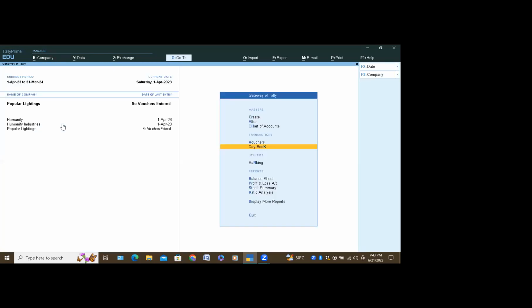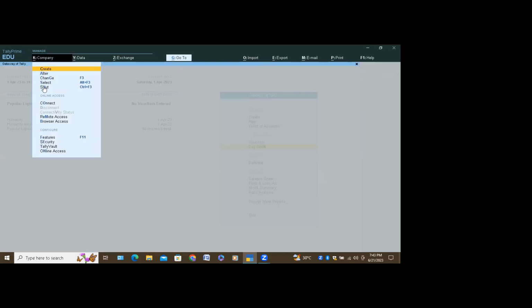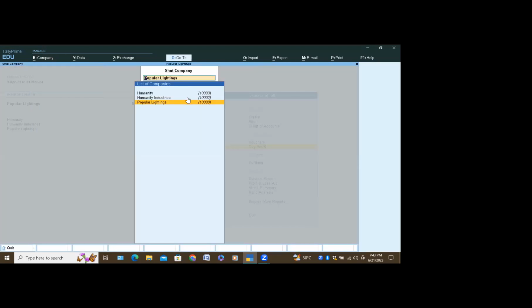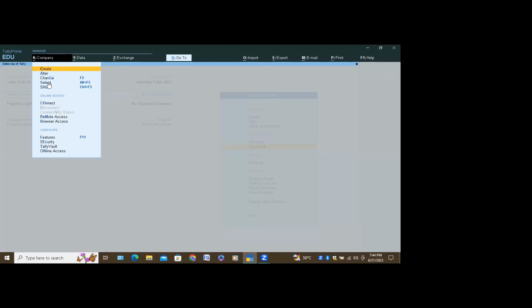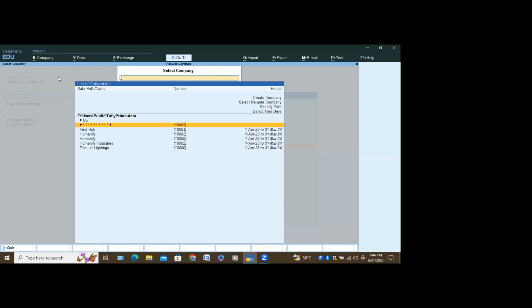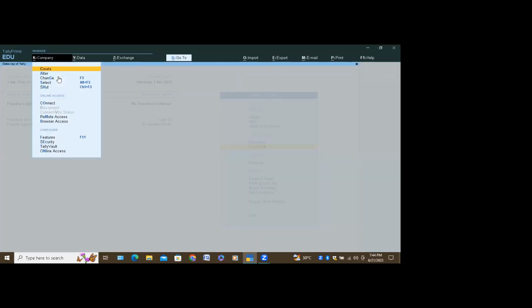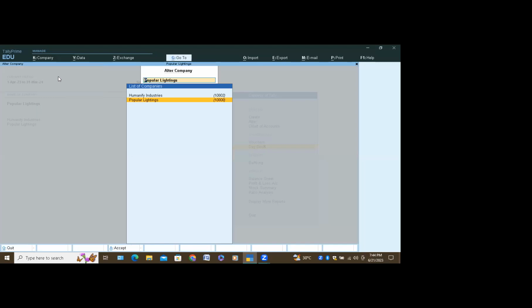Go to Shut Company. Shut your Humanify company. Now you go to the Company option. Click on Alter there. First you alter, then it will open. Both names you have, the same names are there. Go to Alter. Here it is showing only two, ma'am. Come back.